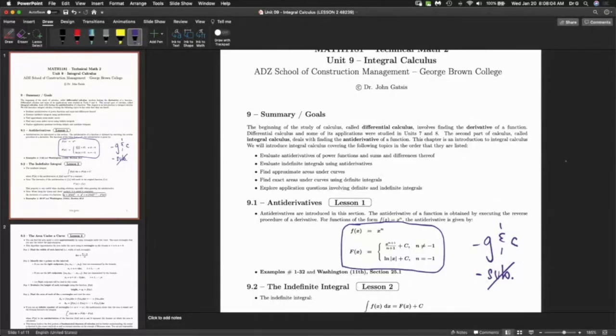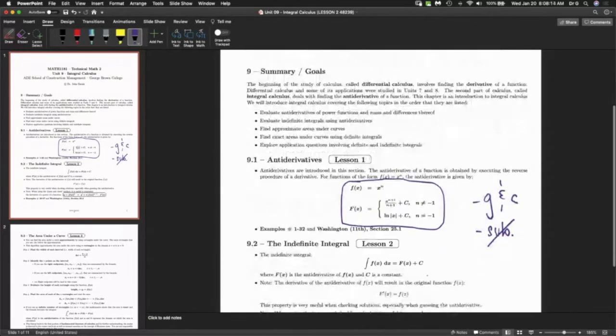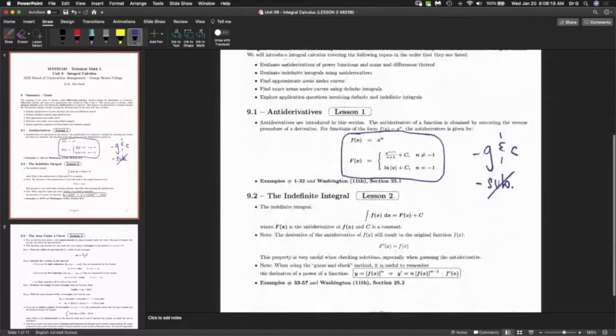Anyway, what are we doing today? Well, we're doing the exact same thing as last time, except we're writing it in a more formal way. And here it is. We're going to talk about what's called an indefinite integral. And it's this thing right here. So let's take a look at that and just kind of make sense of what's happening here.